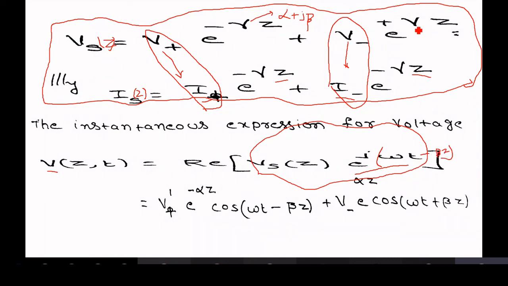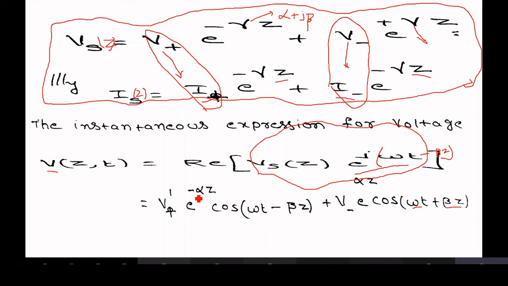Similarly here, you substitute in place of gamma alpha plus j beta, and if you take e power j common, you will get omega t plus beta z. So this is the instantaneous expression for the voltage: V plus e power minus alpha z cos of omega t minus beta z, and V minus e power alpha z cos of omega t plus beta z.